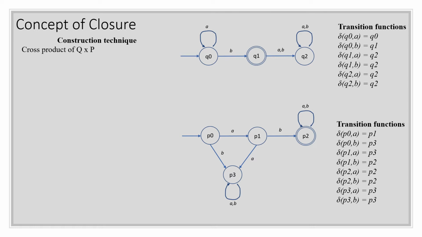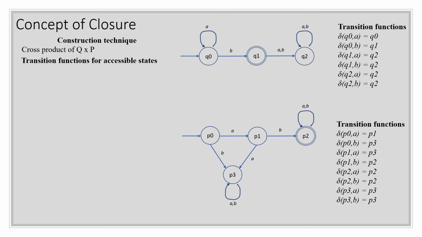What we want to do is the cross product, but only of the transition functions of accessible states. There are some states we will not get to, so there isn't any reason to do that cross product. If you remember what a cross product is, it would be Q0 P0, Q0 P1, Q0 P2, Q0 P3, Q1 P0, Q1 P1, etc. But we're going to start at our initial state, see where we get from our initial state, see where we get from each of those states, and we're not going to make any unnecessary or inaccessible states in our new DFA.